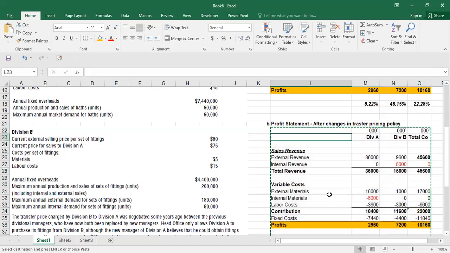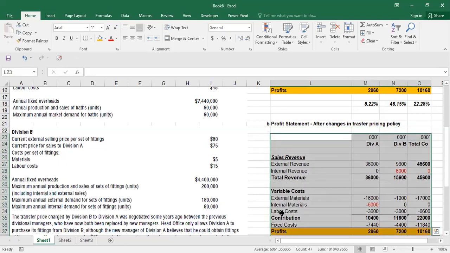So I'll just take, can you people see this Excel file? Yes, sir. So one small doubt.